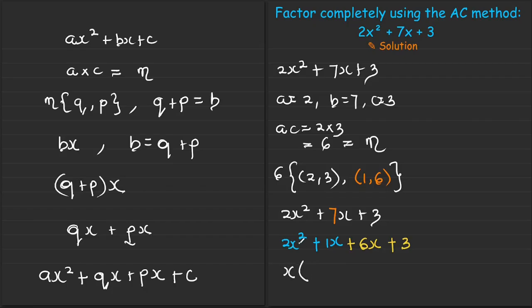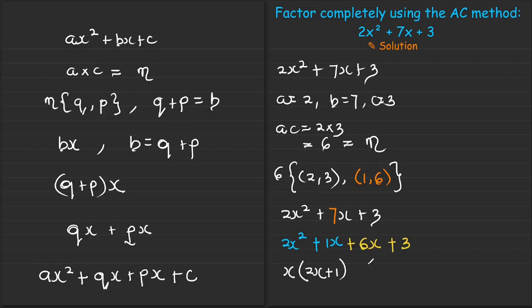Then x times what gives us a 2x squared? X times 2x. X times what gives us an x? That is a 1. You see, so if you were to revert it, you have x times 2x giving you your 2x squared, then x times 1 giving you your x. Then for this as well, we have positive 6 and then positive 3. For the numbers, what do they have in common?